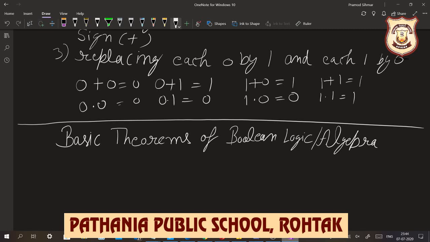So your first property, number one: the basic postulates of Boolean algebra are used to define the basic theorems of Boolean algebra that provide all the tools necessary for manipulating Boolean expressions. Although simple in appearance, these theorems may be used to construct the Boolean algebra.